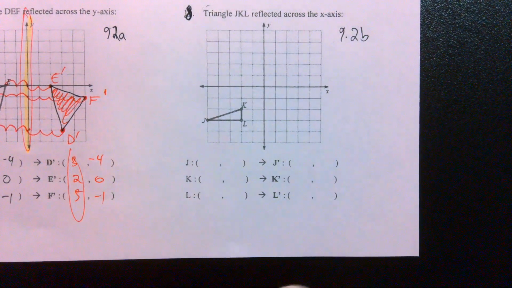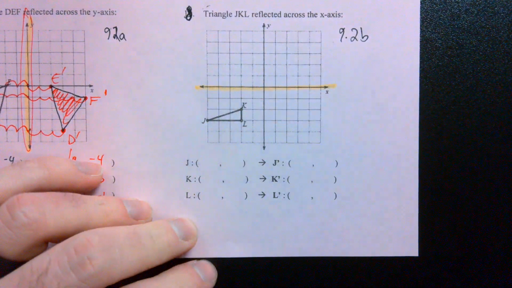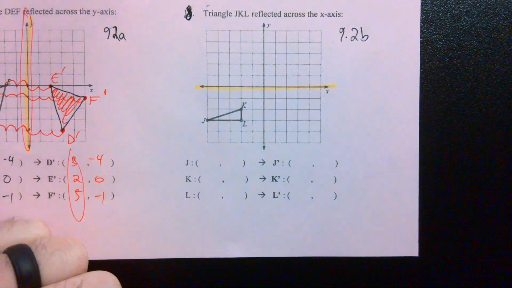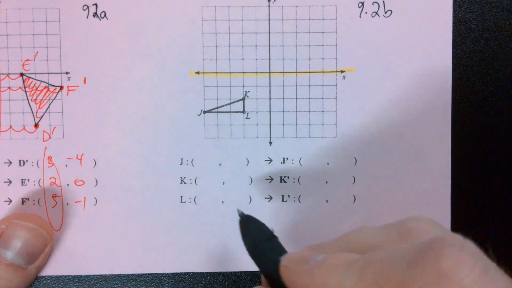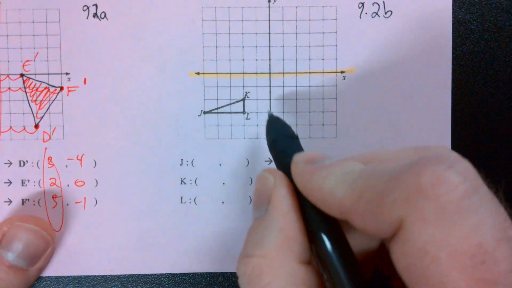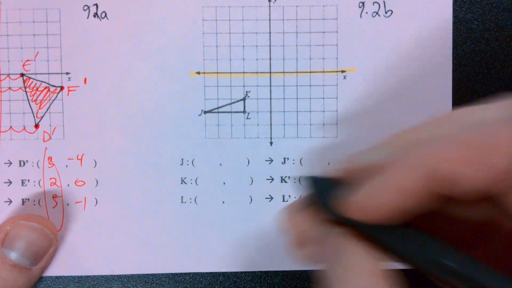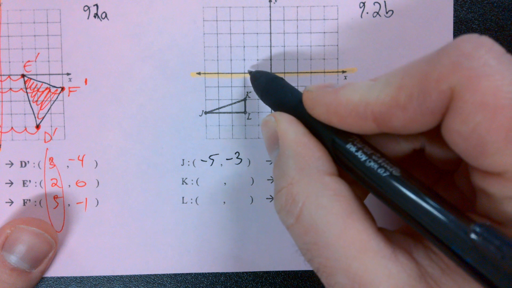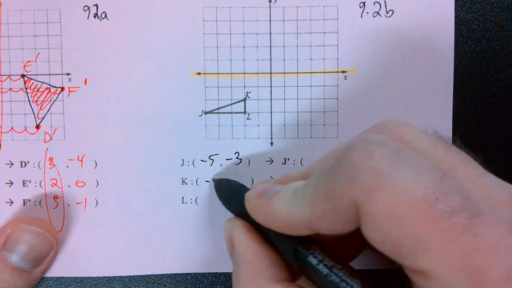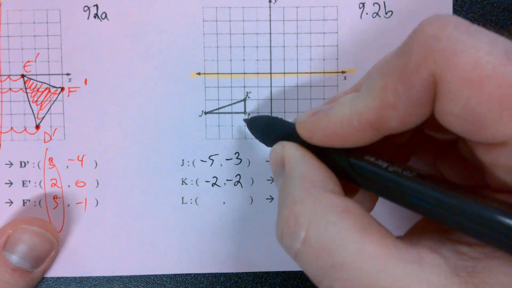In number 8, number 10, we're going to reflect across the x-axis, which is right there. Now for this one, I'm going to use my numbers. I'm going to start by figuring out where these points are at. J is at -5, -3. K is at -2, -2. And L is at -2, -3.